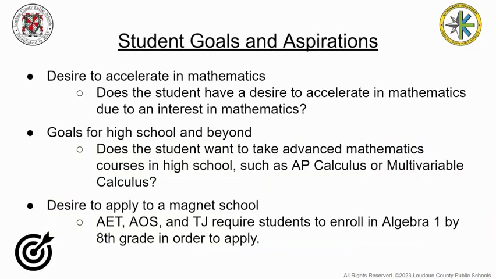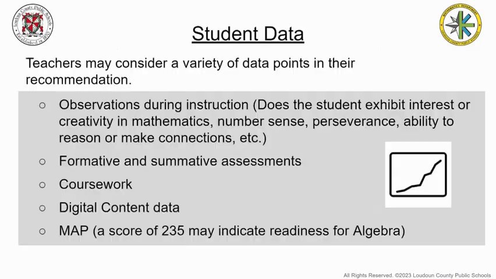It is important to note that if a student is in 7th grade and they are interested in applying to a magnet school, they would need to enroll in Algebra 1 in 8th grade. As teachers are making their recommendations and using data, a MAP score of 235 may indicate readiness for algebra. It is important for teachers to look at the whole child and remember that the MAP score is one of many possible indicators when making recommendations.